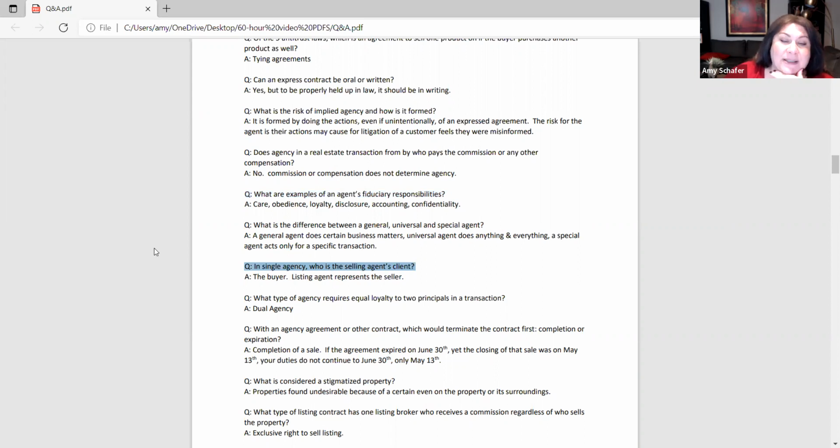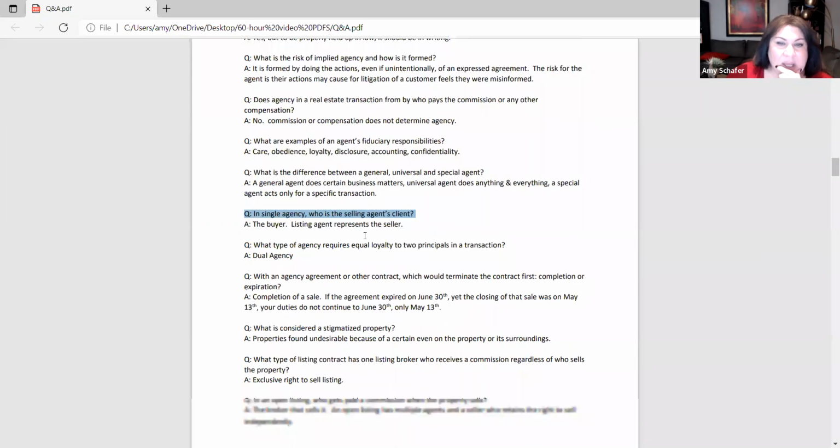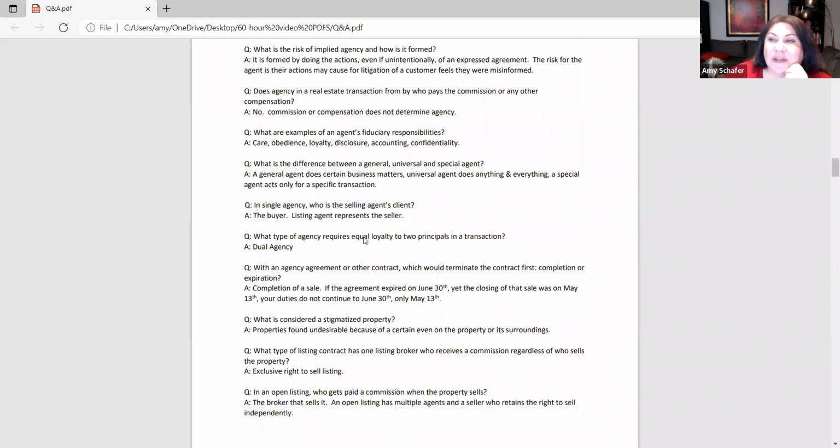In single agency, who is the selling agent's client? Again, selling agency is with the buyer side, listing agency is with the seller. Loyalty to two principals in the same transaction, that is dual agency. That is 123 Banana Street, and I represent both the buyer and the seller in that transaction. And again, dual agency must always be disclosed no matter what.